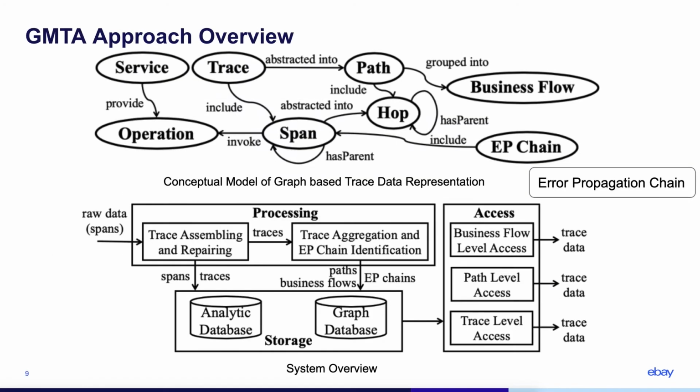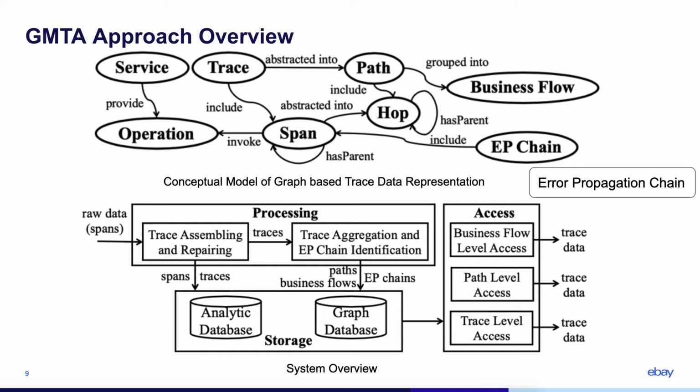Let's take a look at the conceptual diagram and system overview of GMTA. The conceptual model introduces some terms involved in GMTA. Among the concepts, service, operation, trace, and span are recognized or have been introduced earlier. There are four more concepts on the right that are proposed in this article. Traces whose paths, services, and operations are exactly the same, and in the same order, will be aggregated into a path. A path collects different traces that pass through the exact same operations or services in the same order.